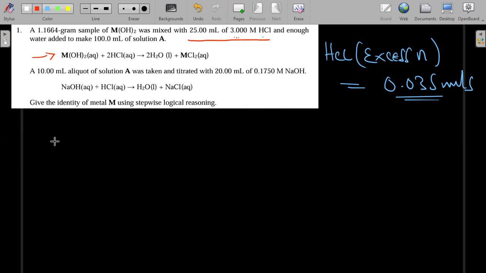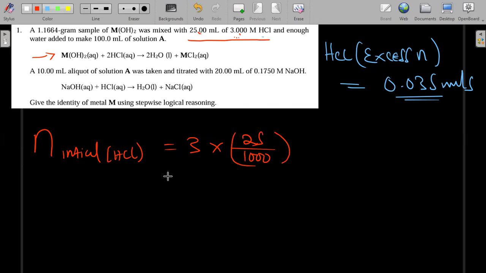Okay, so we're going to say initial here. The initial moles of hydrochloric acid will be equal to, so we have the volume and the molarity. So it's just 3 multiplied by that volume, but make sure it's in what? Liters. Okay, so when I find that, I'm finding 0.075 moles. So these here are the initial moles. Before any reaction occurred, these are the initial moles of hydrochloric acid that we had.